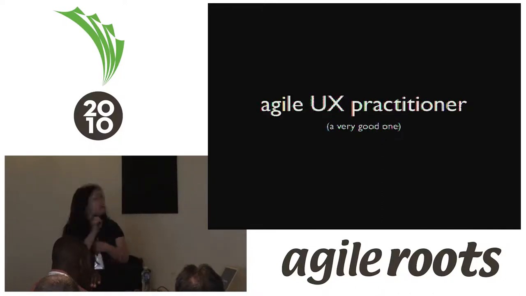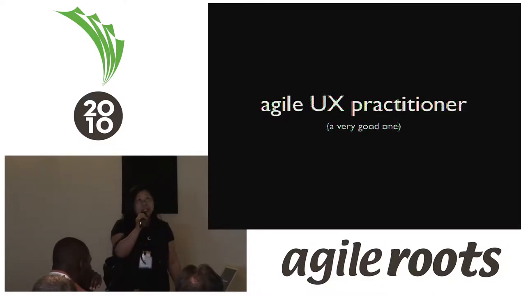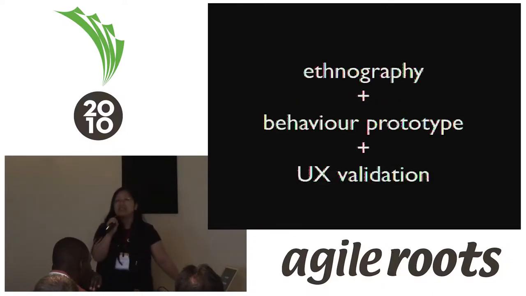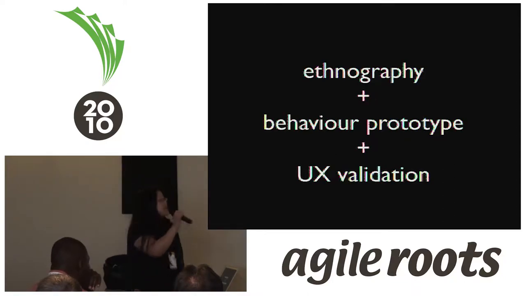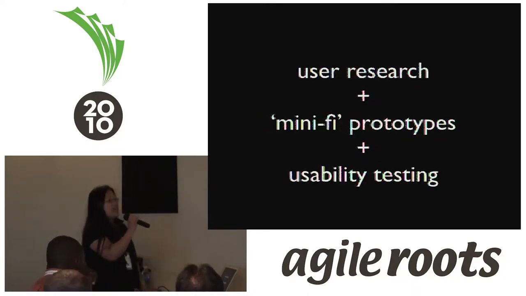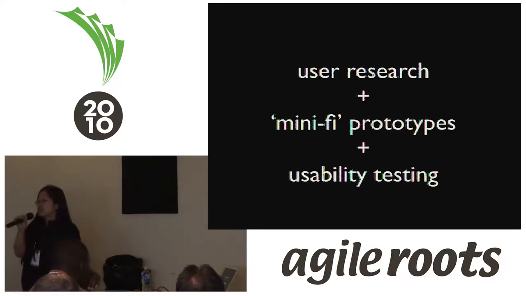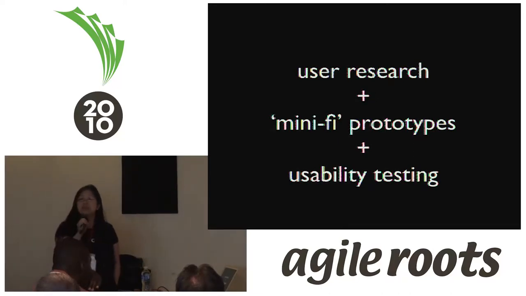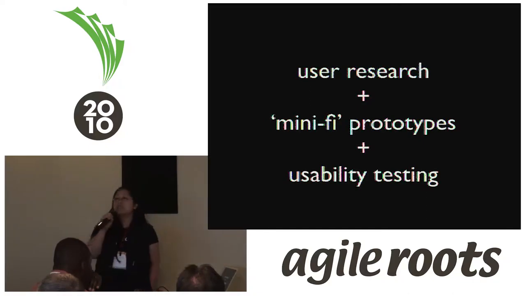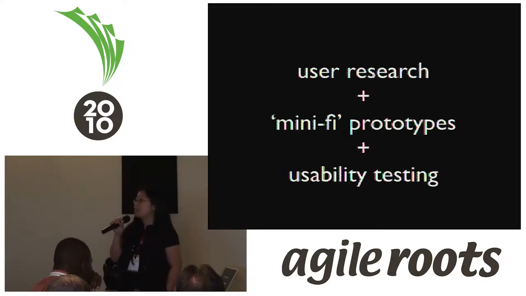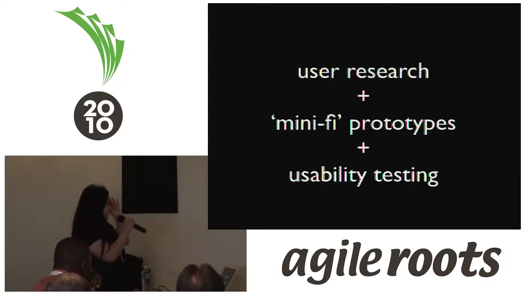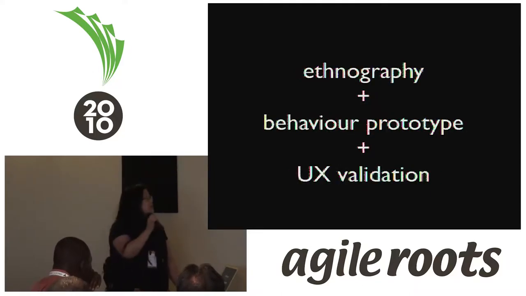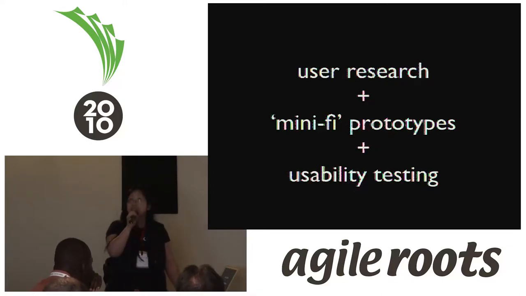What I am, however, is what I would describe as an agile user experience practitioner, and I'm pretty good at it. What does that mean? I'm a generalist. I do all of these activities. I do ethnography, behavior prototyping, and user experience validation, which is just a fancy way of saying I do research. I create what I describe as minimum fidelity prototypes. So I go with the lowest and the fastest possible to capture the behavior that I want to investigate. And then I validate those prototypes and iterate on them.